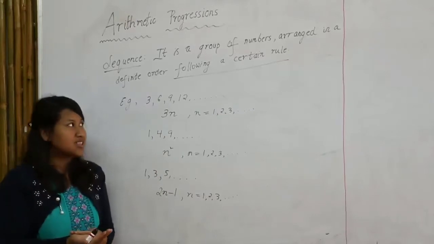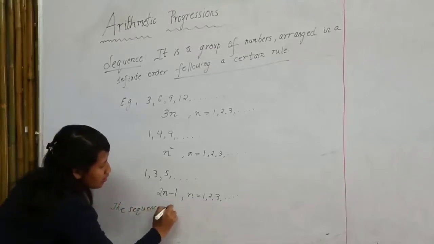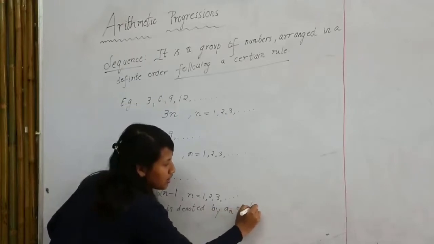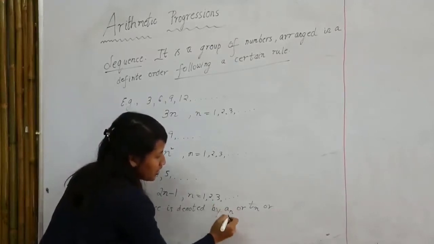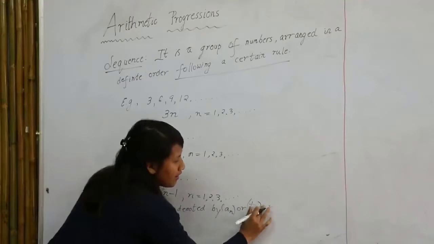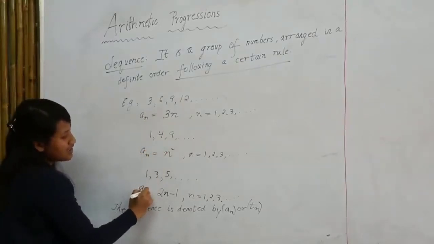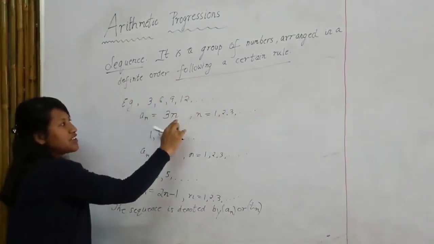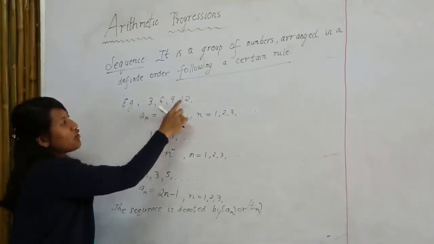The sequence is denoted by an, or in some cases dn, with curly braces or just parentheses. We write this as an, which means that this is a sequence. The numbers we get by putting 1, 2, 3 and so on are called the terms of the sequence.